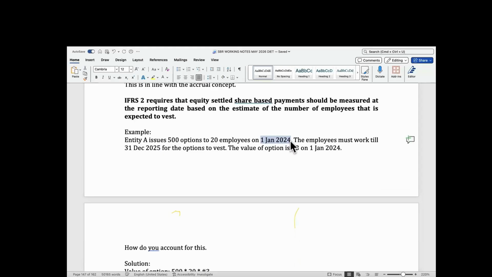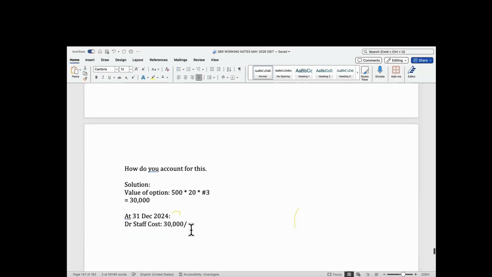Yes, 2024 to 2025. That's 2 years. So at the end of year one, we cannot recognize the whole of this 30,000 because this 30,000 is only obtainable when you have worked for 2 years. So as soon as you have worked for 1 year, it's similar to multiplying by 1/2. If it is 3 years, you do 1/3, something like that.